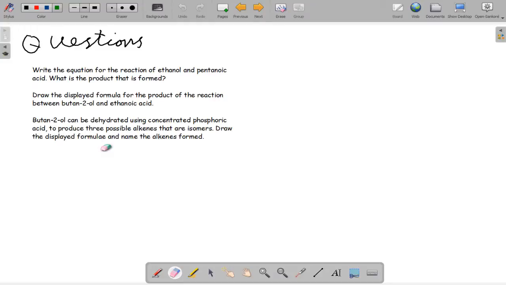So the questions now. One, write the equation of the reaction between ethanol and pentanoic acid. What is the product that is formed? Two, draw the displayed formula for the product of the reaction between butan-2-ol and ethanoic acid. Three, butan-2-ol can be dehydrated using concentrated phosphoric acid to produce 3 possible alkenes that are isomers. So they're chemically the same but a different chemical structure. Draw the displayed formulae and name the alkenes formed. I'll give you 5 seconds to pause and we'll continue.